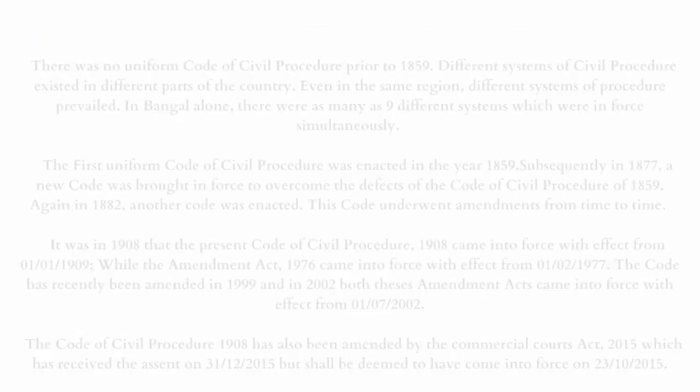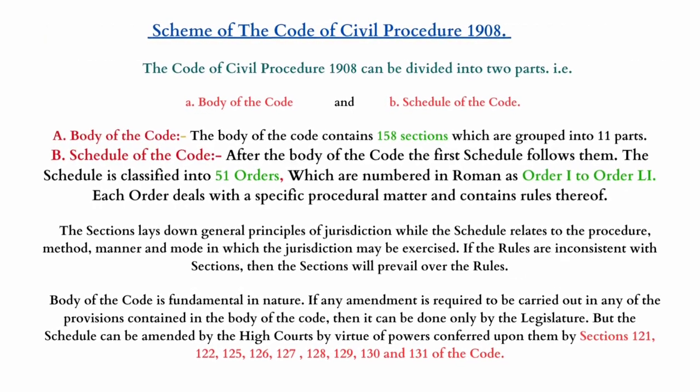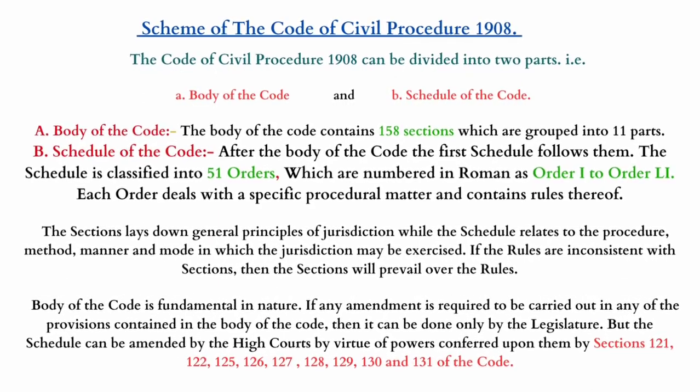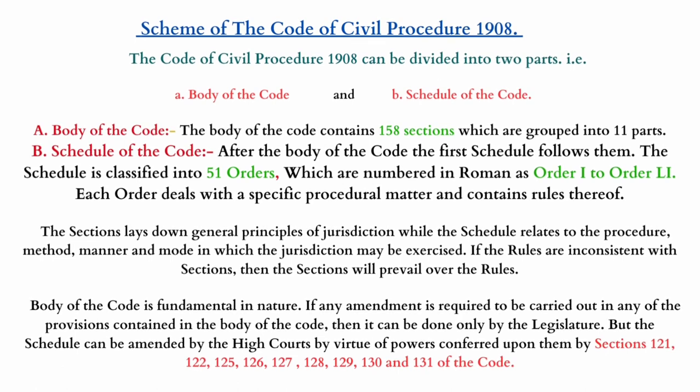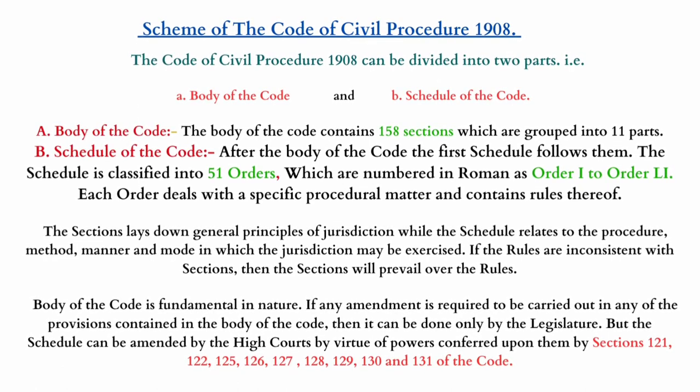Now I am going to explain the third one, scheme of the Code of Civil Procedure 1908. The Code of Civil Procedure 1908 can be divided into two parts. First one, body of the code and second one, schedule of the code. First one, body of the code. The body of the code contains 158 sections which are grouped into 11 parts. Second one, schedule of the code.